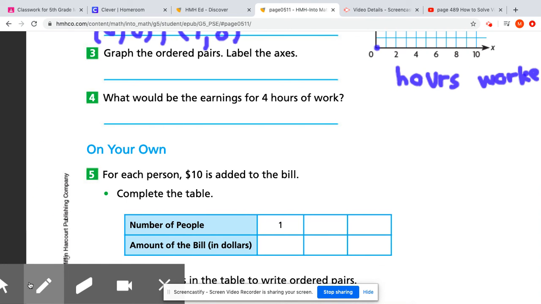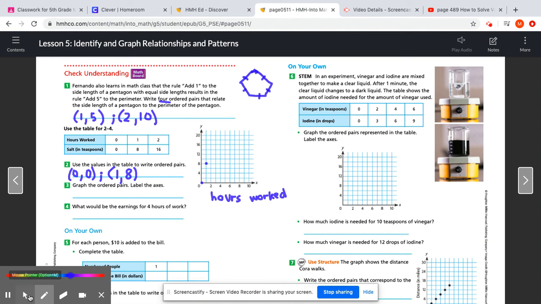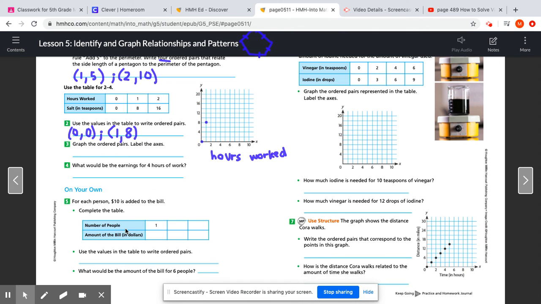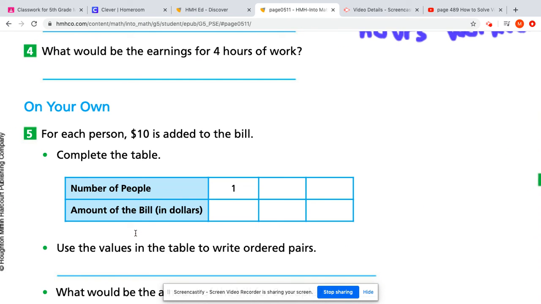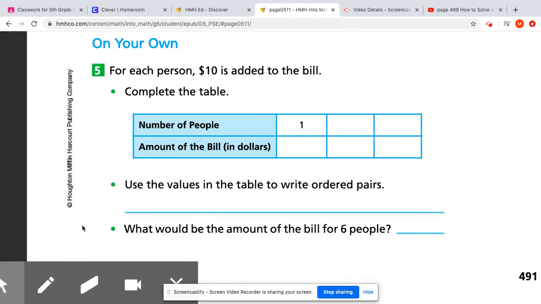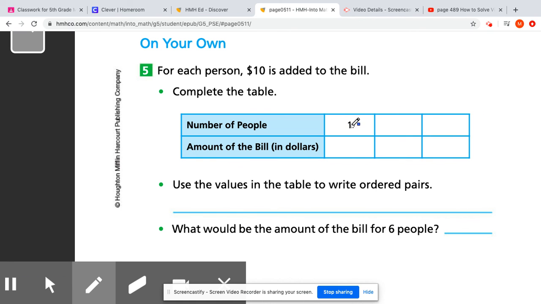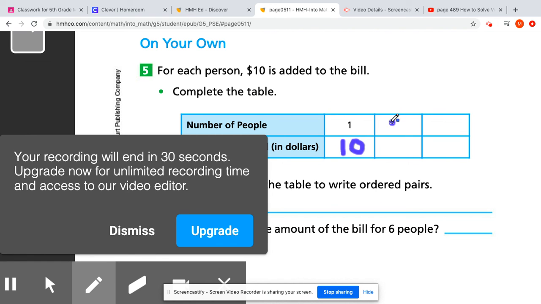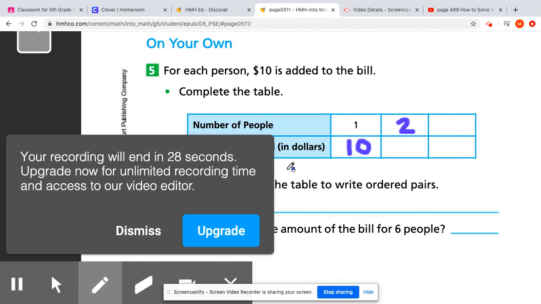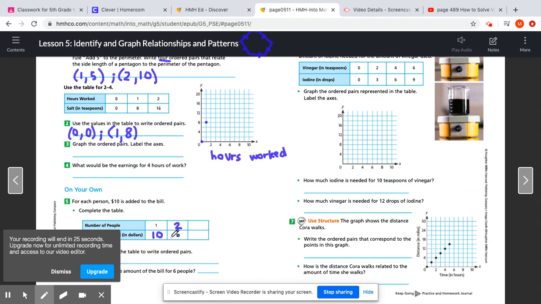Okay, now for over here on your own, we have for each person $10 is added to the bill. So again, this is where I was talking about we had to think about the relationship between some of our x's and y's. So here I have one person, for each person $10 is added to the bill. So this person is going to spend $10. But if now I had 2 people, how much do you think they're going to be spending together? Remember, for every person, $10. So if there's 2 people, how much do you think they're going to spend?